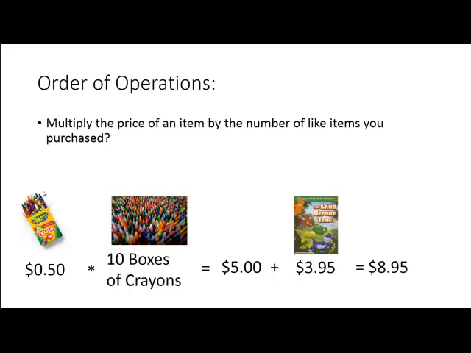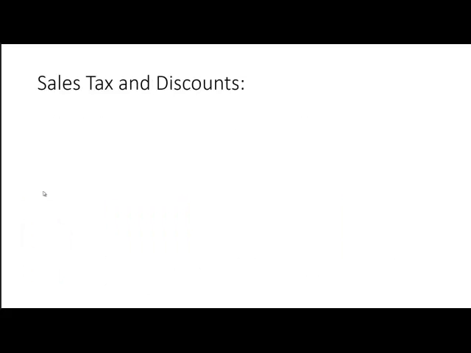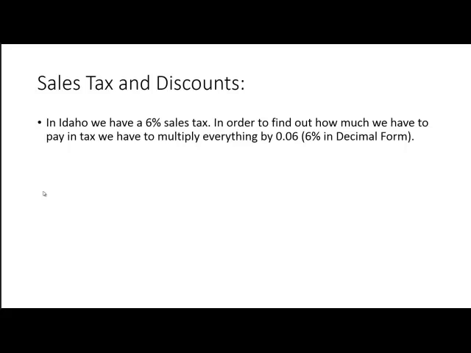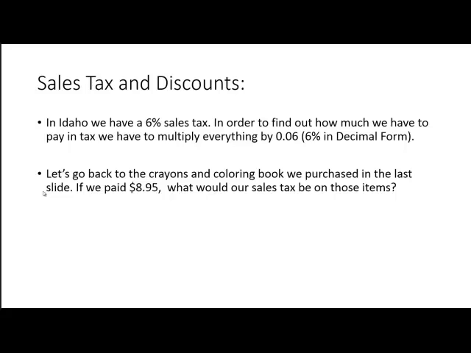So we can also look at sales tax and discounts. I don't know if you thought about the sales tax when you were going shopping for pretend since you didn't actually go to the register. But if you haven't added it in, this will show you how so that you can go back and do that. So in Idaho, we have a 6% sales tax. So in order to find out how much you're going to pay for taxes, you need to multiply the cost of your item by 0.06 or 6% in decimal form.